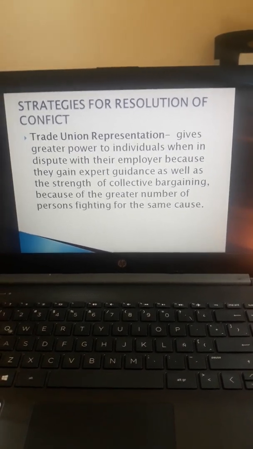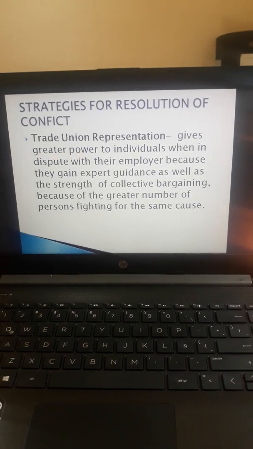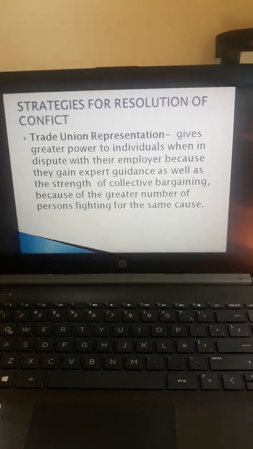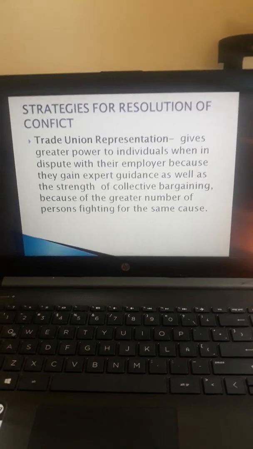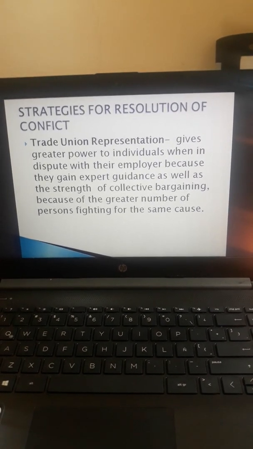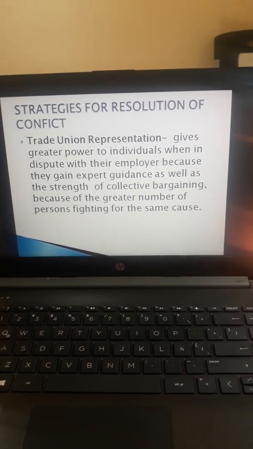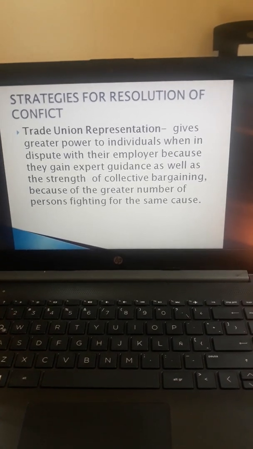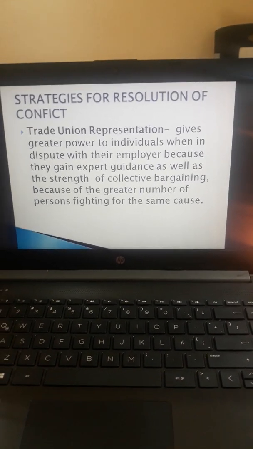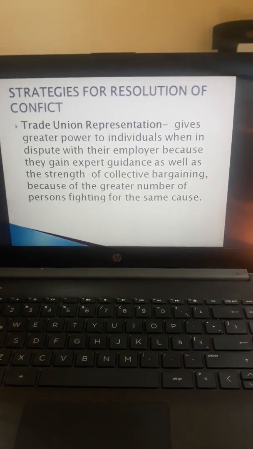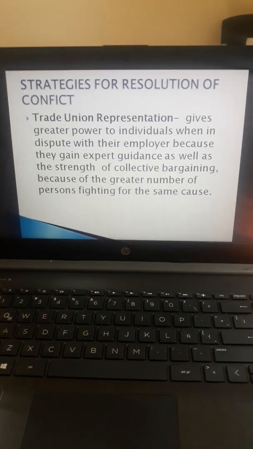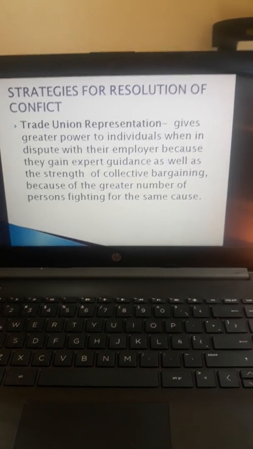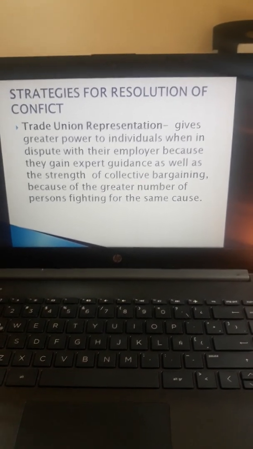So what they do is that they form a union, right? And this union will give them great power because this representation is of expert guidance. So it's not just any voluntary person coming in as a third party. It's actually an expert, a person that knows the field and knows how to handle certain cases because of the number of persons that are actually facing the same problem.